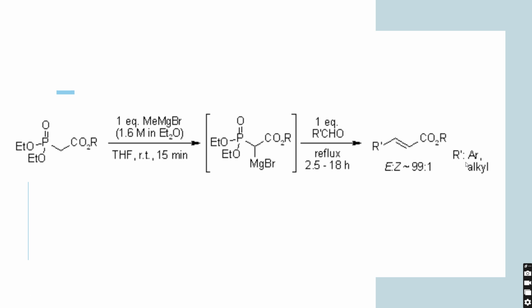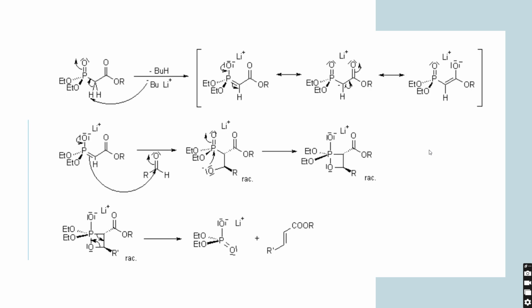Then another very important topic: how we are going to convert this phosphonate ester, using Grignard reagent and aldehyde, into an olefin. This reaction involves a mechanism which is quite similar to Wittig reaction conditions. Let us see how this reaction takes place.